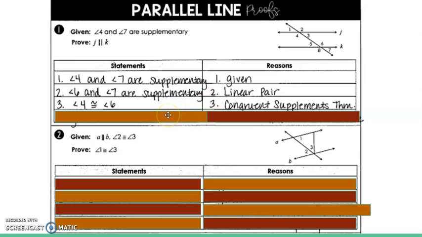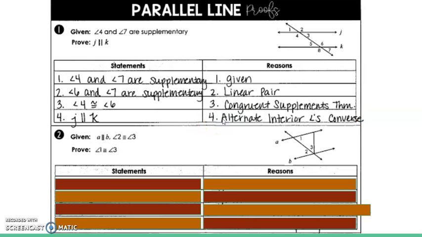And then now that we have angle 4 and angle 6 are congruent, we can look at what kind of angles those are. 4 and 6 are our alternate interior angles. So using our converse of alternate interior angles, we can say that lines J and K are parallel because we have the alternate interior angles converse. So remember, if we can prove that the angles have that same relationship that they normally would with parallel lines, we can say that the lines are parallel.